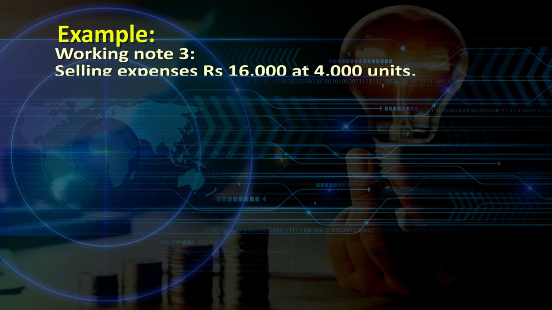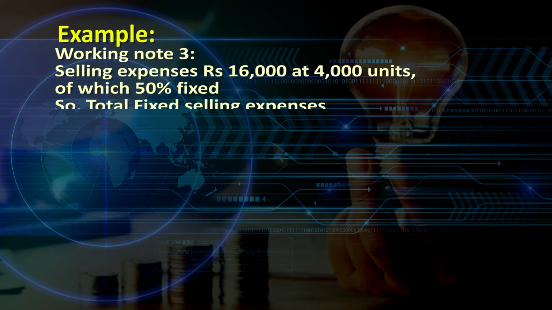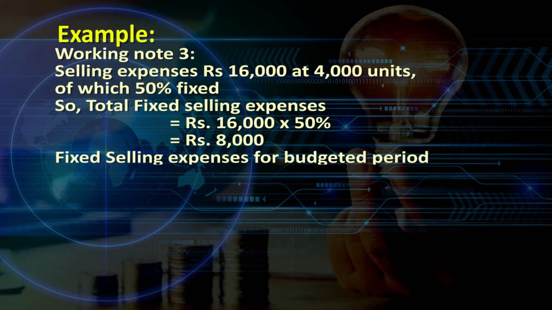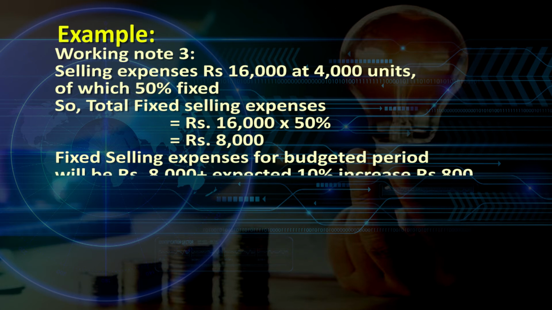Selling expenses are rupees 16,000 at 4,000 units, of which 50% is fixed. So total fixed selling expenses will be 50% of rupees 16,000, which equals rupees 8,000. Fixed selling expenses for the budgeted period will be rupees 8,000 plus the expected 10% increase of rupees 800, which comes to now rupees 8,800.